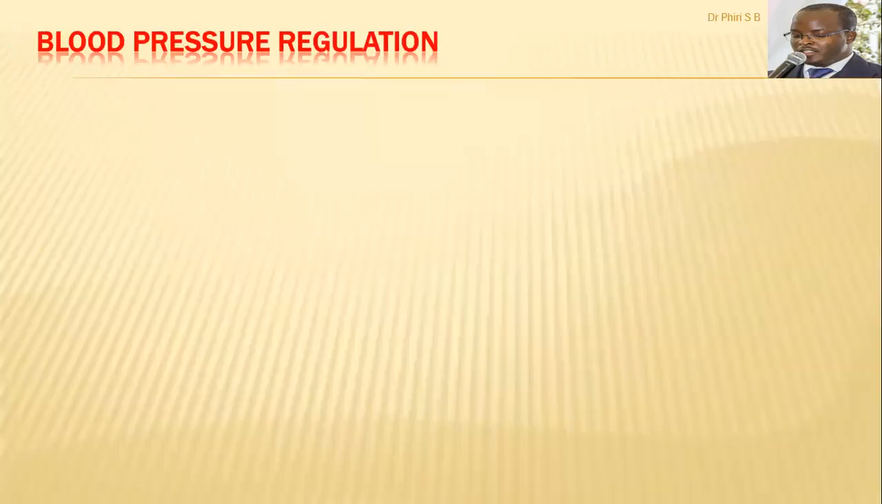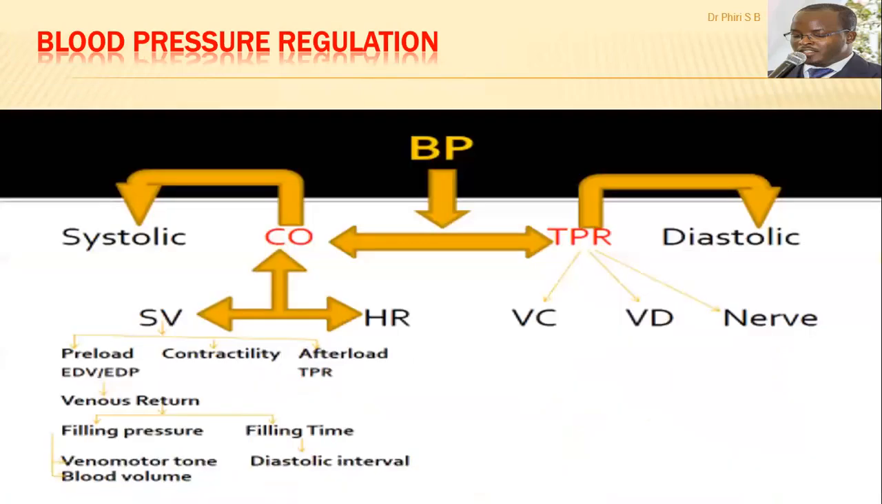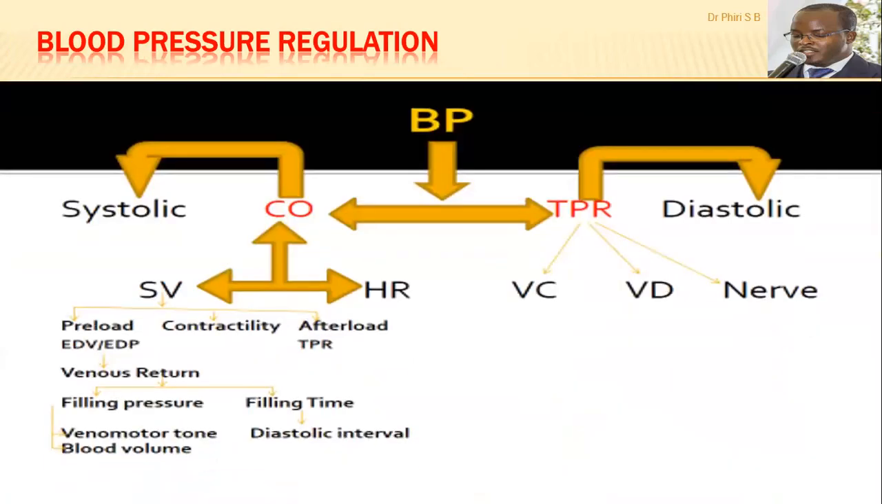Okay, so with that information, we proceed by looking at blood pressure regulation. We'll discuss blood pressure regulation, and then the last part we'll discuss disorders of blood pressure. You're talking of hypertension and hypotension. So let's start. Blood pressure regulation. At the center here, you have blood pressure.